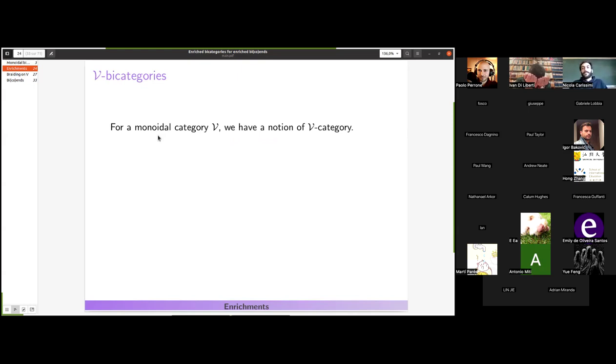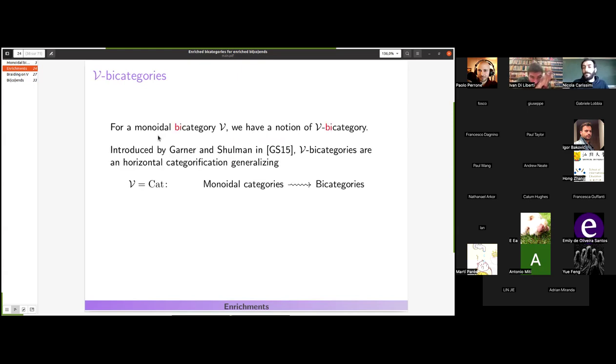Over a monoidal category, we can define the notion of enriched category, and we want the same to work for bicategories. These objects were introduced by Gardner and Schulman in 2015. One can think of them as generalizing the horizontal categorification, which is given in the case in which V is Cat with its Cartesian monoidal structure, to the horizontal categorification that passes from monoidal categories to bicategories. So what are monoidal categories? They are pseudomonoids in Cat. So in a general V, we want this kind of horizontal categorification.